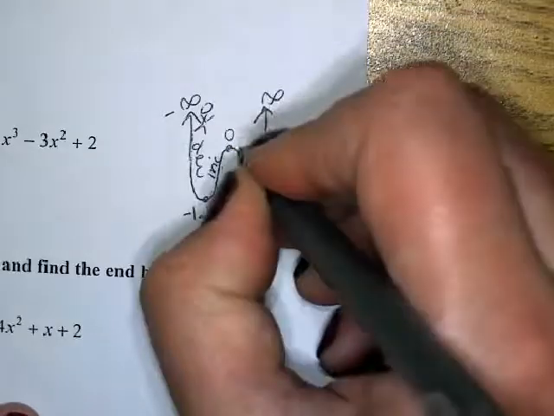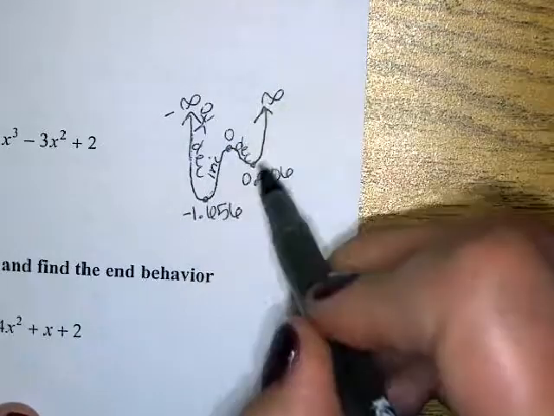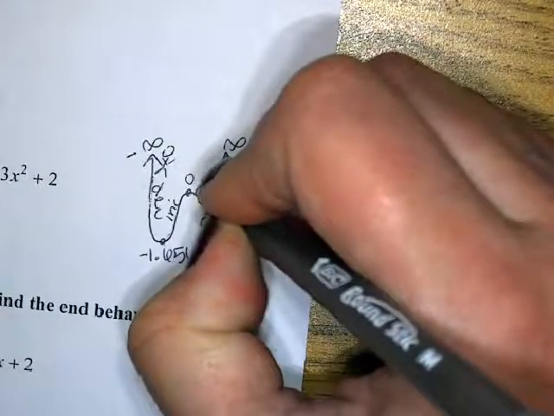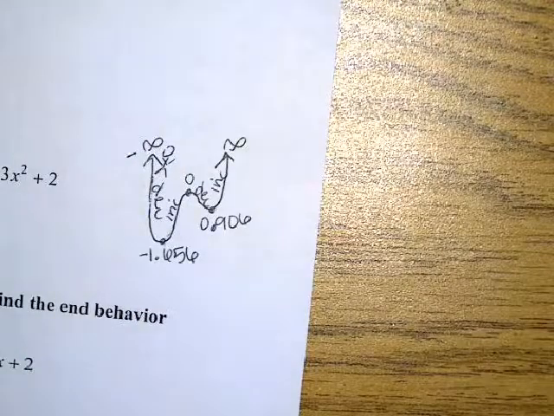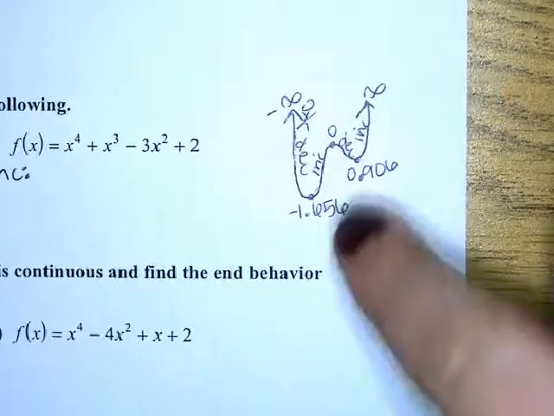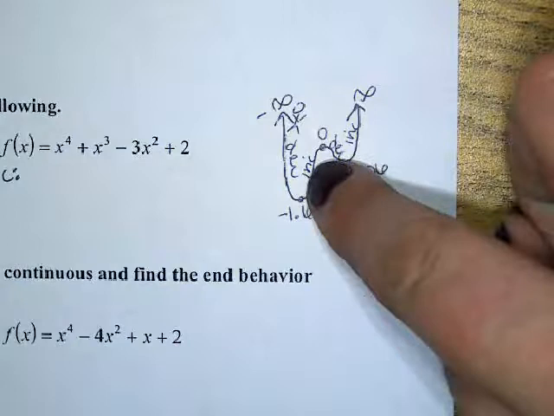Okay, so increasing up to 0, and then as the stick figure keeps walking, what is he doing? Decreasing, he's going downhill. Okay, hits 0.906, and what is he doing? Increasing, going uphill. Okay, so we have 2 answers for increasing and 2 answers for decreasing. So the first answer for increasing is in between what numbers?